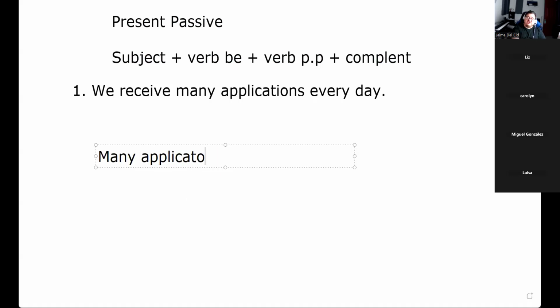Many applications. So that's the subject. That's the new subject. Then I have the verb be, are. Why? Because applications is plural. So I have to use the verb be which is logical to my subject. Many applications are, well, I have the verb, but the verb has to be in past participle. The verb receive is a regular verb, so the past participle is received, every day.